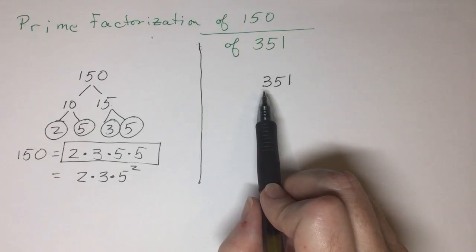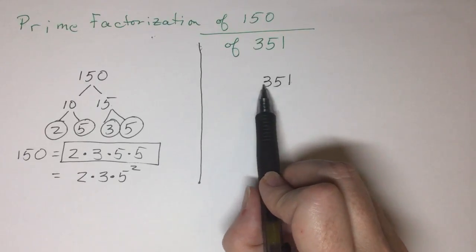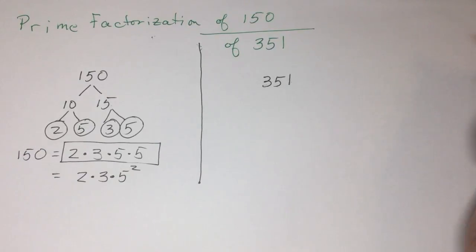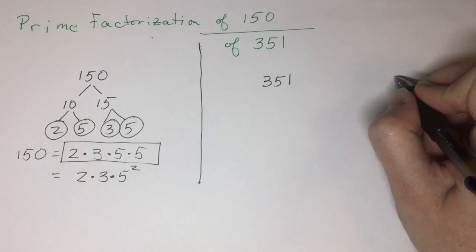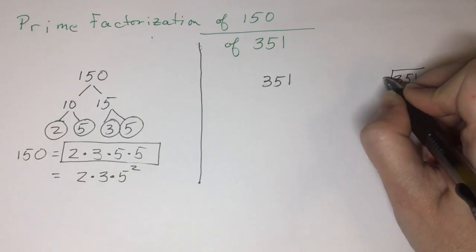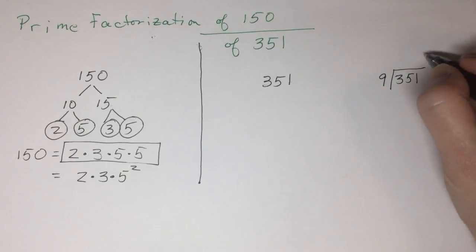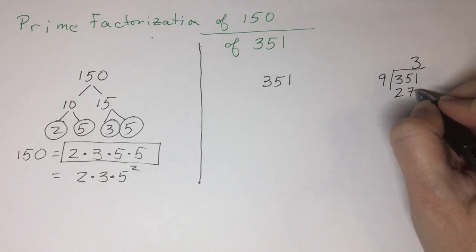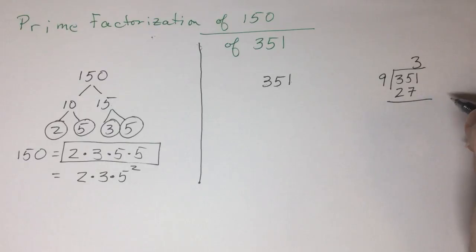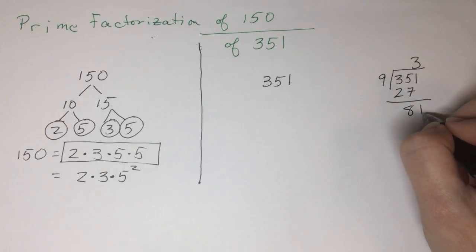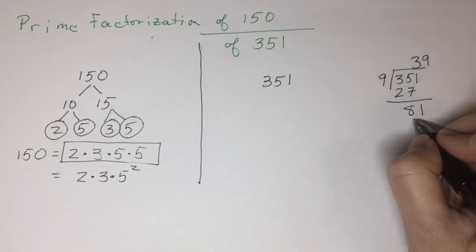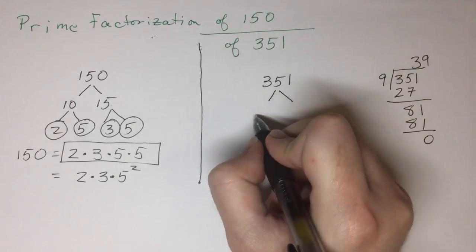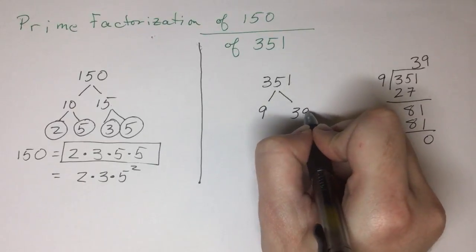This works for 3, it works for 9. The sum of these digits is a 9. 9 is a factor of 351. So if I do 351 divided by 9, 9 goes into 35 3 times, and then 81. So 351 is 9 times 39.